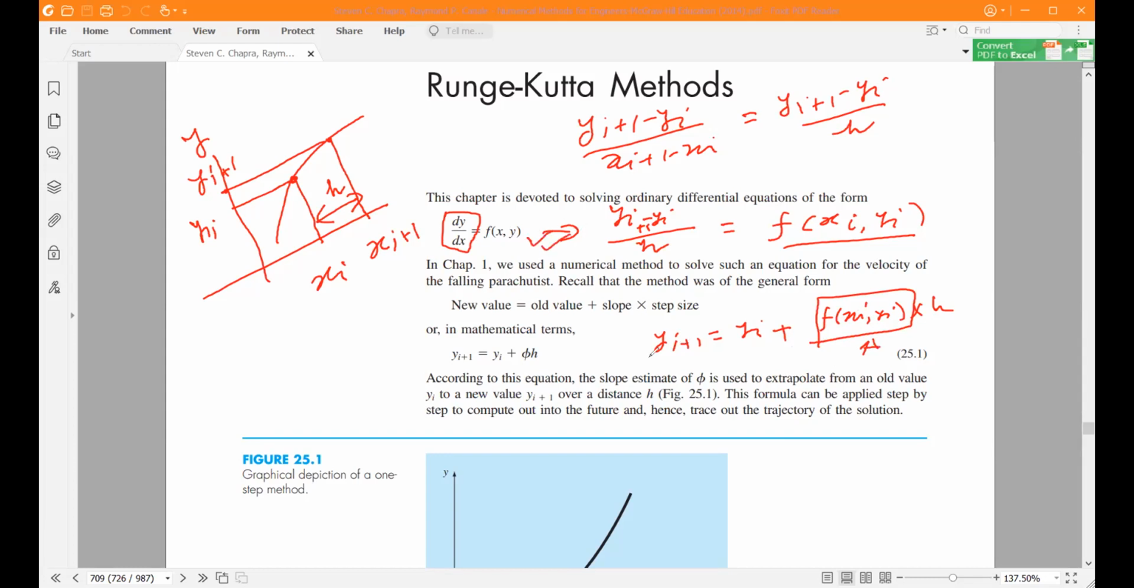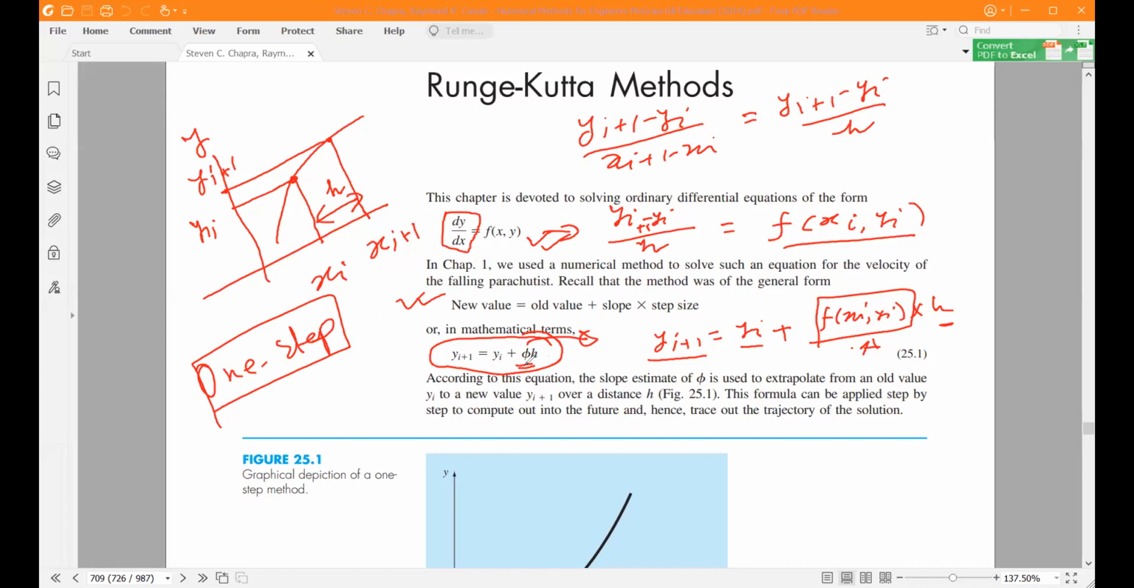So you can consider this as your new value, this is your old value, and this is your slope multiplied by a step size. If we put the equation in this way, this type of algorithm is called a one-step algorithm. In that one-step type algorithm, most generally, there will be a function phi that is actually the estimation of the slope.